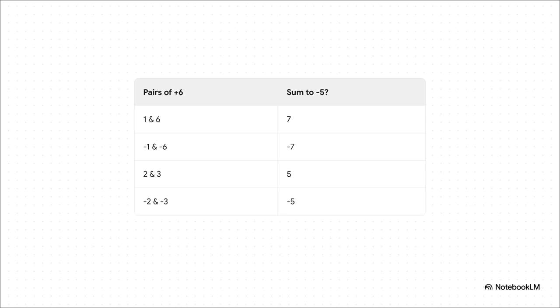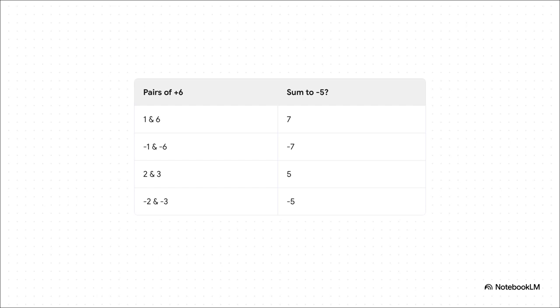Here's the absolute crucial point. We have to systematically find two numbers that multiply together to give our end number c, which is positive 6, but those exact same two numbers must also add together to give our middle number b, which is minus 5. So let's test the factor pairs of positive 6. 1 and 6 add to 7. Nope. Minus 1 and minus 6 add to minus 7.